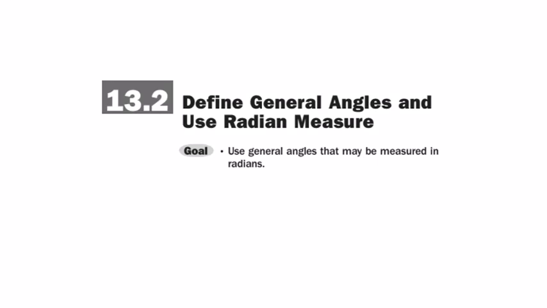In this video, we will be discussing section 13.2, and the goal of this section is to use general angles that may be measured in radians. So this is going to be the first time that you have seen radian measures. Instead of using degrees like 30, 45, 60, 180 degrees, we're going to use them in radians, which is just a different type of measurement.